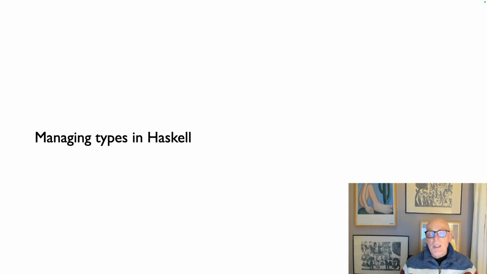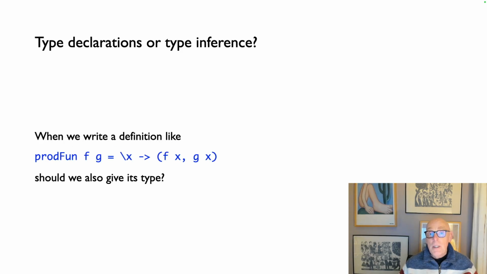In this short segment, I want to talk about what's quite a controversial topic in Haskell. How do you manage your types? How do you deal with them? Do you write type declarations, or do you let type inference in the computer, in the implementation, do the job for you?